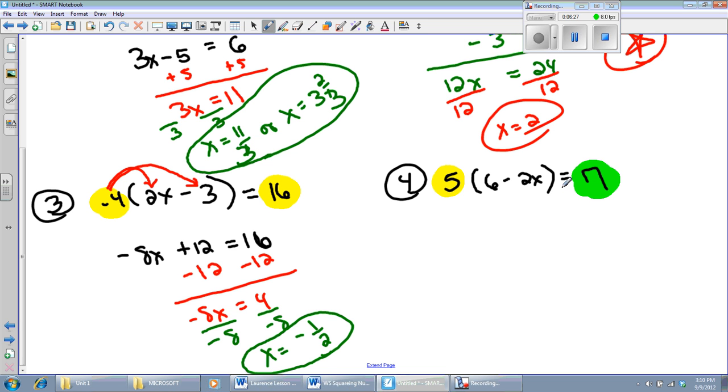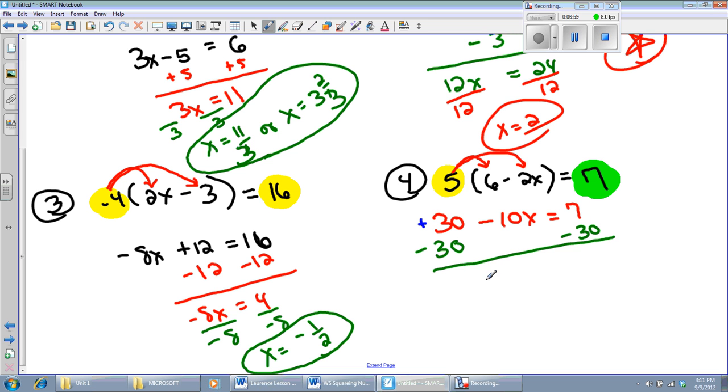All right, so I'm going to multiply 5 times 6, and I'm going to multiply 5 times -2. So I'll get 30 minus 10x, and that'll equal 7. I will have a 30 here I have to get rid of. It's a +30, so therefore it's attached to 10x by addition. I will subtract 30 from each side, minus 30.